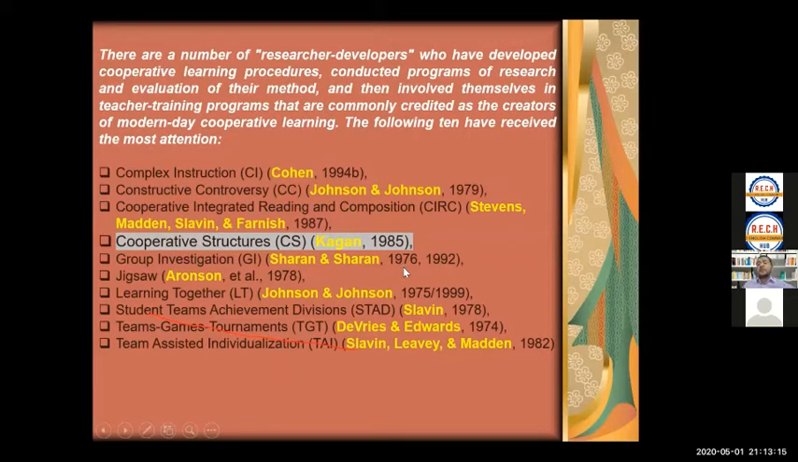1985, and he republished his book in 2009, a very important book, more than 500 pages long, in which he put all the theoretical background and the case studies that support this discipline, and he put more than 100 strategies that teachers can use in the classroom.